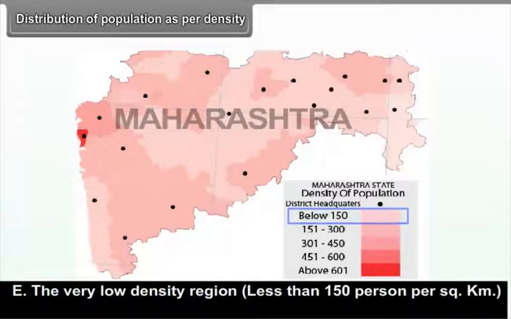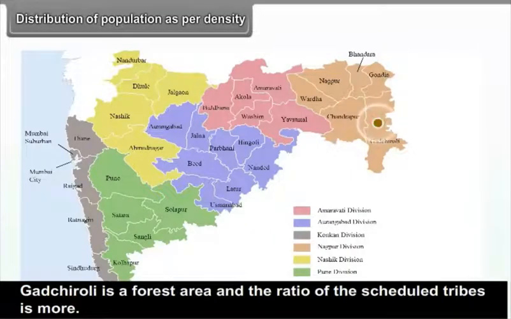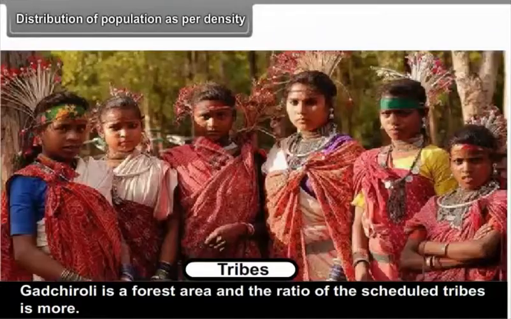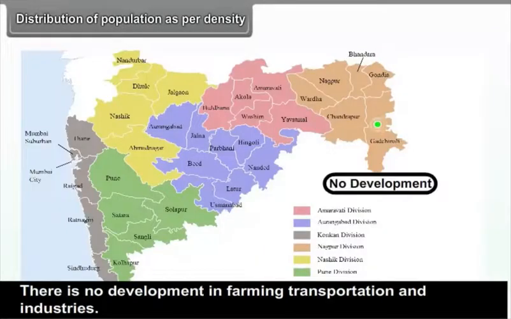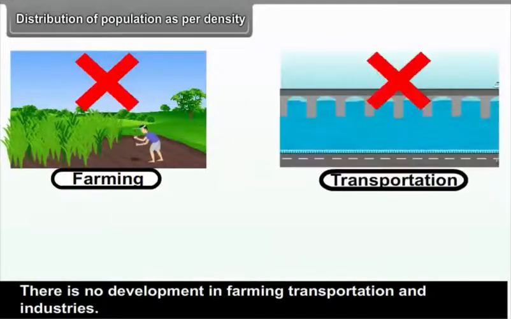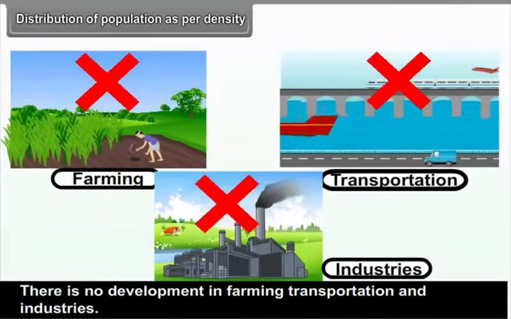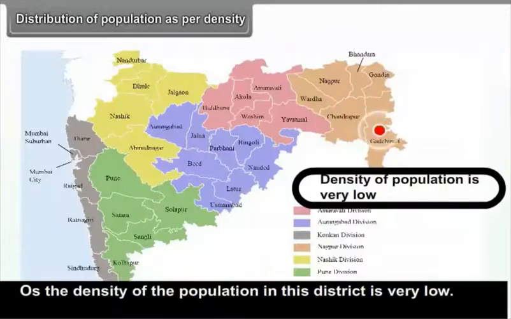E. The very low density region, less than 150 persons per square kilometer. Gadchiroli is a forest area and the ratio of scheduled tribes is more. There is no development in farming, transportation and industries. So, the density of the population in this district is very low.